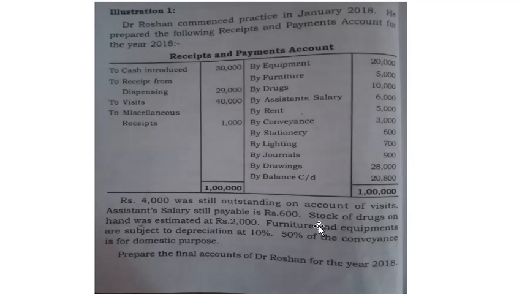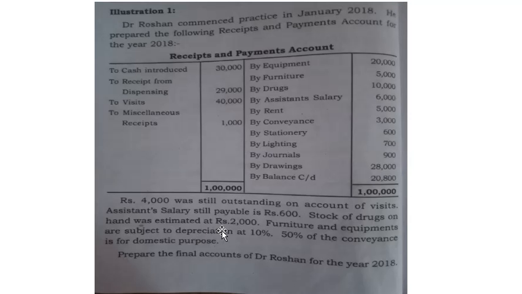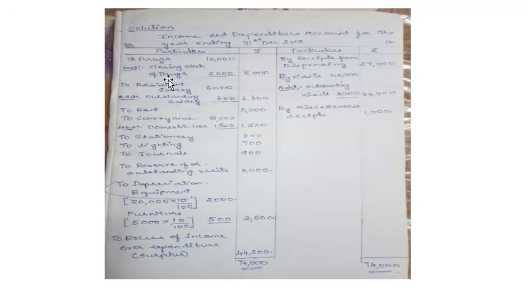Okay, 2,000 cost of drugs is remaining in the business. So if there is any stock remaining, it will be continued in the next year. So if there is a stock, we have to deduct that stock. Okay, so come to the solution. Less closing stock of drugs, the amount of stock remaining is 2,000. So closing stock of drugs 2,000. 10,000 minus 2,000, it is 8,000. Okay, next we will go to the next one.